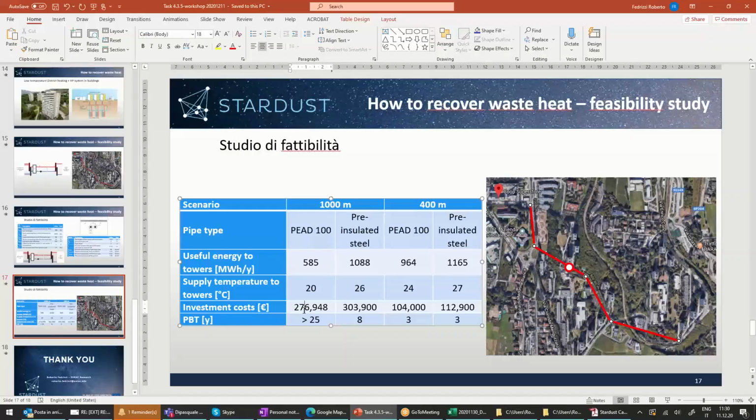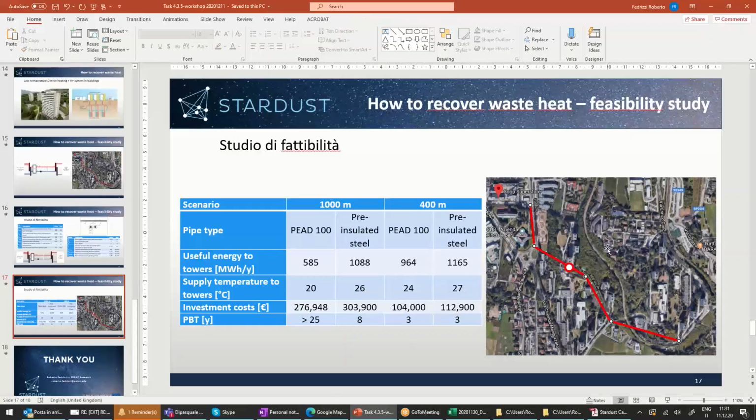Indeed, the investment cost is a little lower, but the savings on the investment absolutely do not justify the heat losses that you have along the pipeline. So again, if we look into return of investment, here it is longer than 25 years, so no investment, no go. In this case, it is 8 years. Again, a bit long, but still feasible.